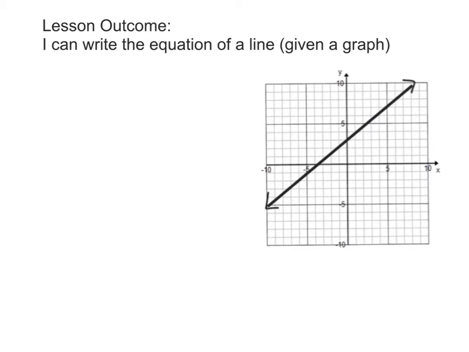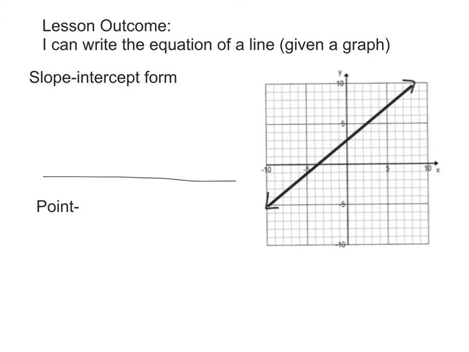The lesson outcome for this video is I can write the equation of a line given a graph. So in previous lessons we've learned to write the equation of a line from other information, but now we're going to look at a graph and be able to write the equation. And one thing I want you to think about here is that we could actually write the equation of this line in both forms. We could write it in slope-intercept form, or we can write it in point-slope form. So we are going to do both in this situation.